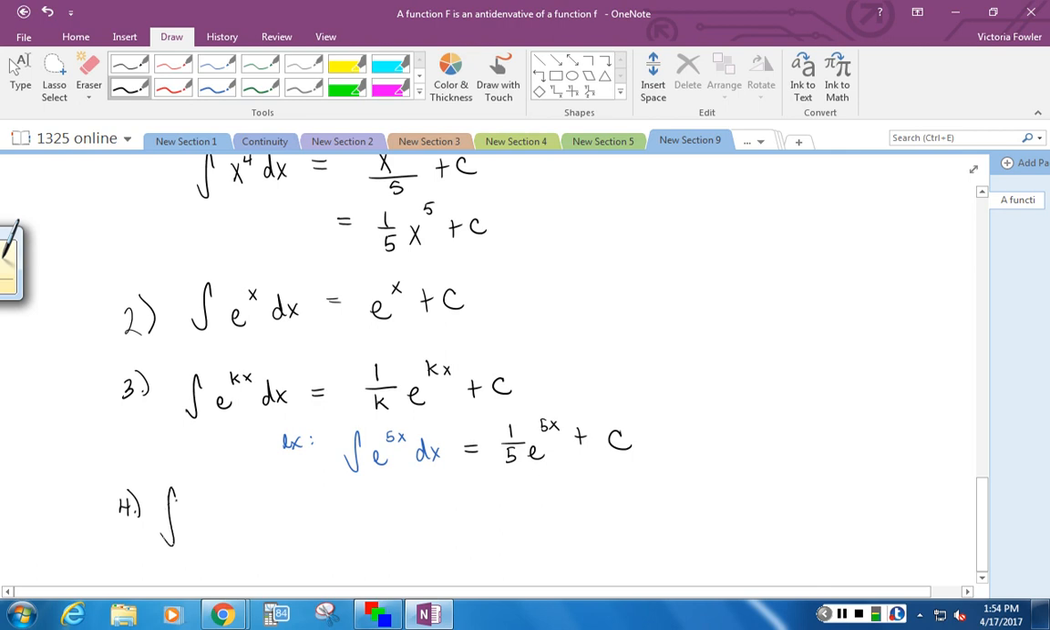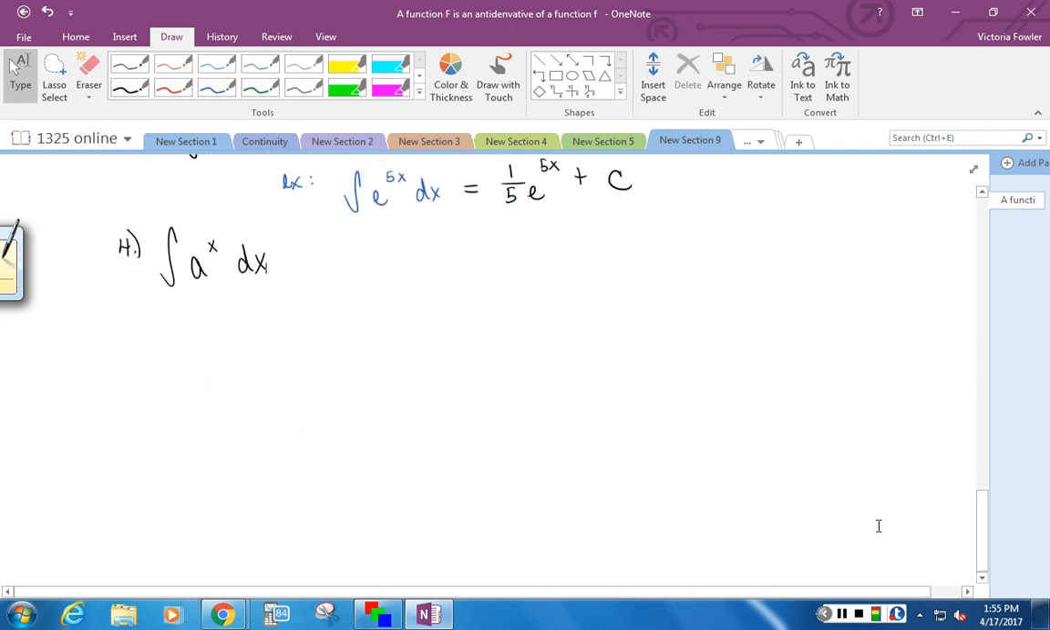Right now we're getting our feet wet into finding antiderivatives, so just some basic rules again. Here I am looking at the integral of a to the x dx.